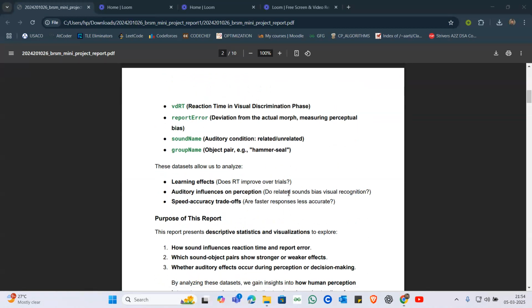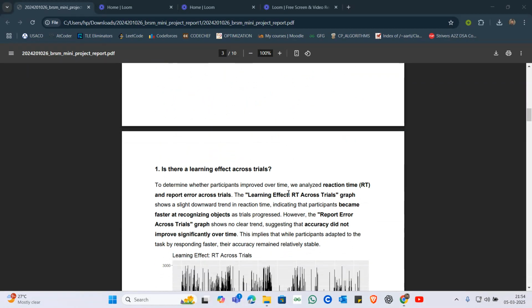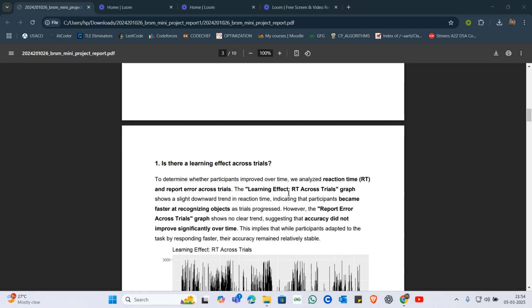Research questions. Is there a learning effect across trials? To analyze whether participants improve over time, we examined reaction time and report error across trials.